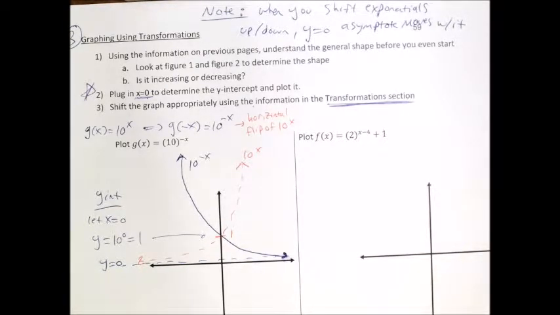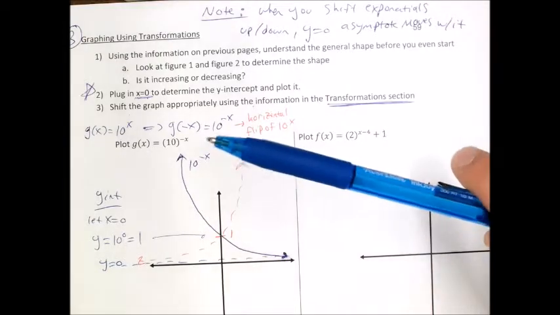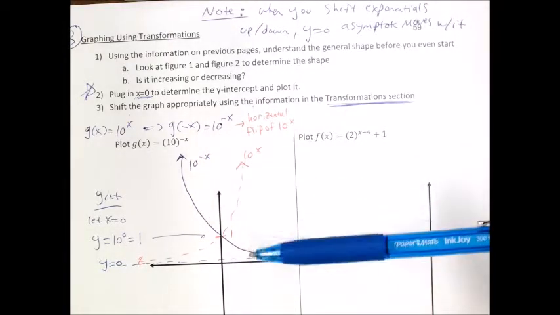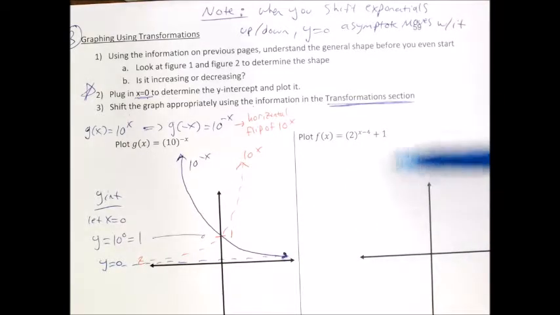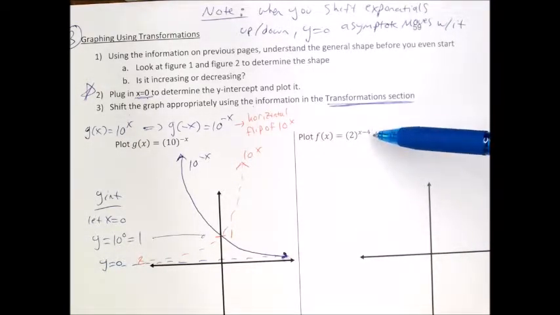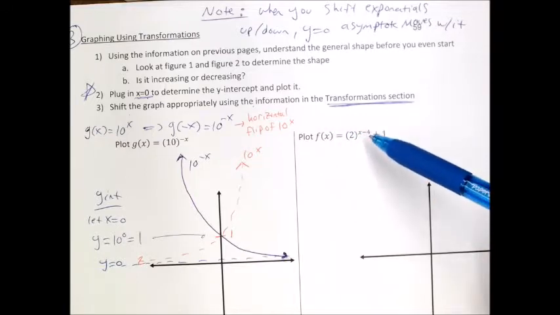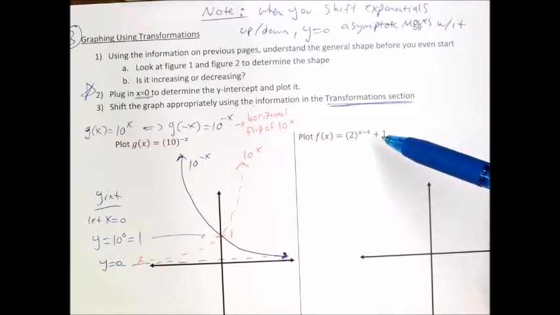Question about this one before we look at that next one? So this one wasn't too bad, right? It was just a flip. It didn't change the intercept. It didn't move the asymptote. So this is about as straightforward and basic as a problem can get. This next one's a little more complicated because we've got a -4 in the exponent and a +1 outside.